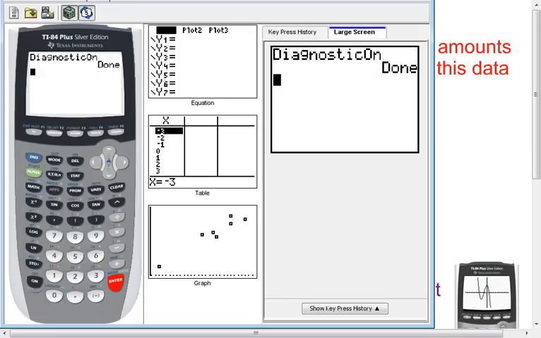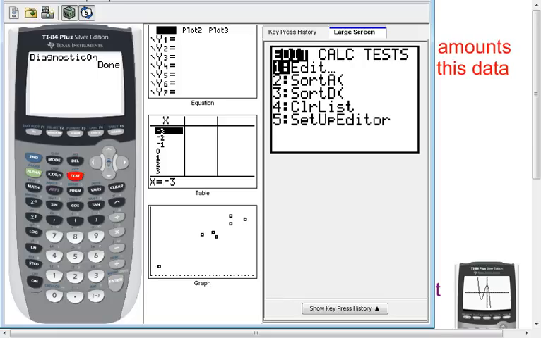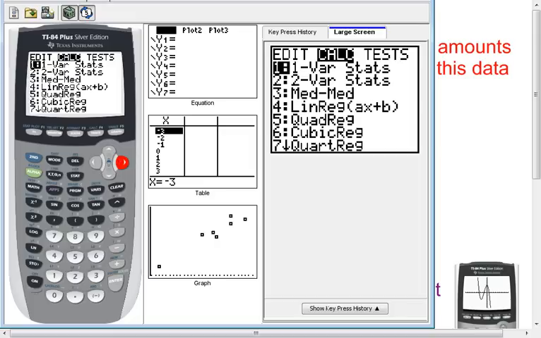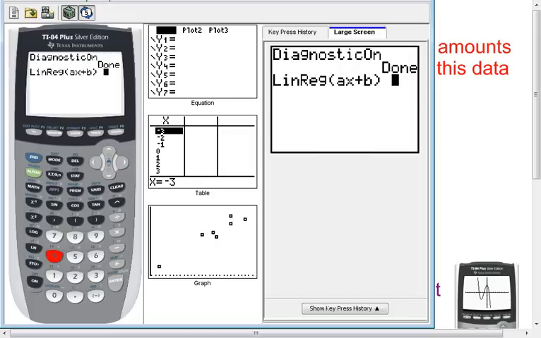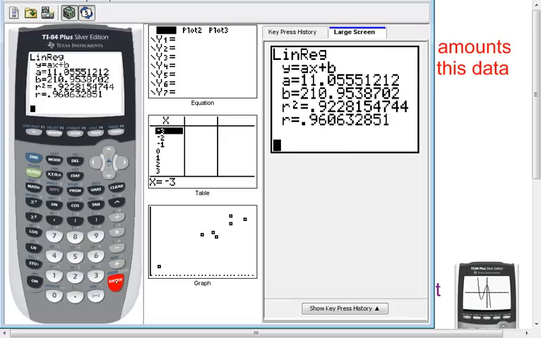Okay, so to do that, we are going to use the linear regression button. So we are going to use stat, and then over to calculate, and number 4, which is linear regression. We need to tell our calculator that our data is in list 1, comma, list 2, enter. Okay, and that is going to give us a correlation coefficient.